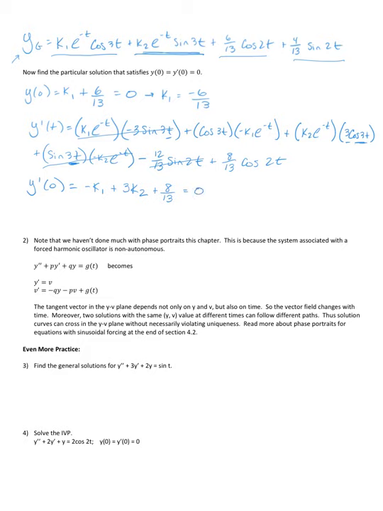And I know k1 already. k1 is negative 6/13. So I have negative k1, so 6/13 plus 3k2 plus 8/13 equals 0. So 8 and 6 is 14, 14/13. So 3k2 equals negative 14/13. Divide both sides by 3, and you get k2 is going to be negative 14 over 39.